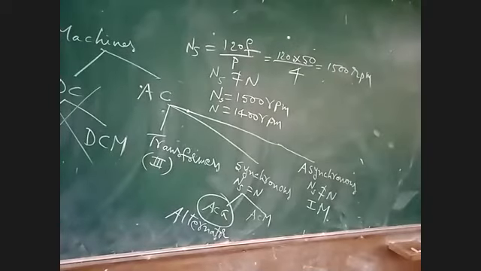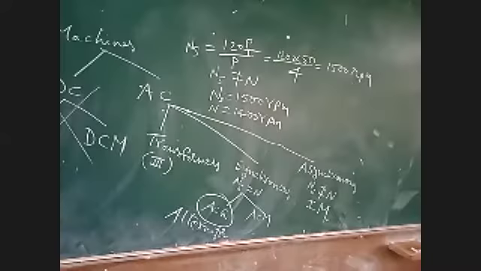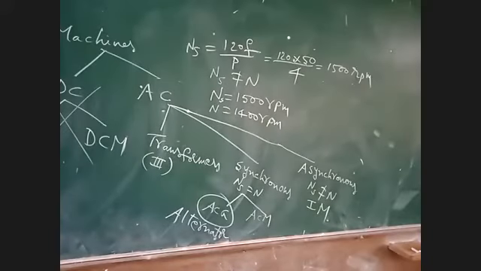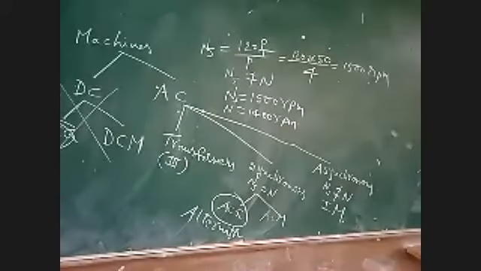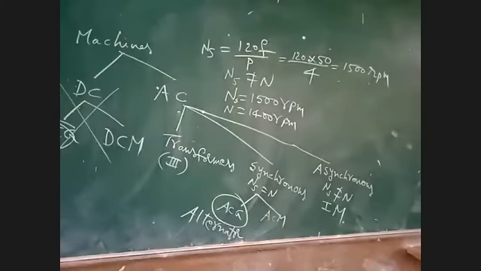Suppose P is equal to 6, what happens to speed? Particular situation will get 1500 RPM only, sir. No, it may be 3000 RPM also. If the number of poles is 2, what happens to Ns? 3000 RPM. If the number of poles is reduced, speed will increase. If you increase the number of poles, speed will reduce, because Ns is inversely proportional to the number of poles.